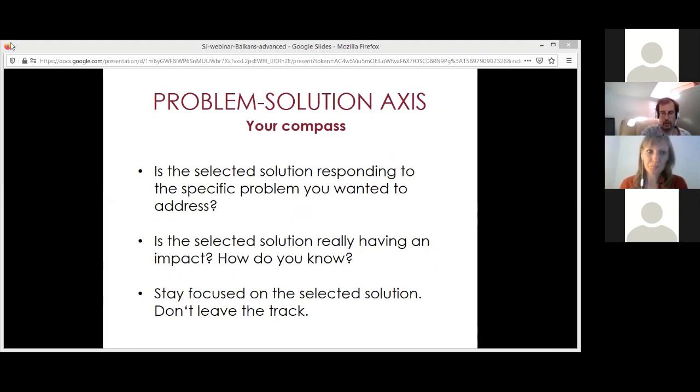Yes. So again, you more or less looked at this during the exercise: this selected solution should respond to that specific problem. Did you find the exact solution for the specific problem you started out with? And is there really some kind of impact? Again, how do you know that? Is it data? Is it interviewing people?